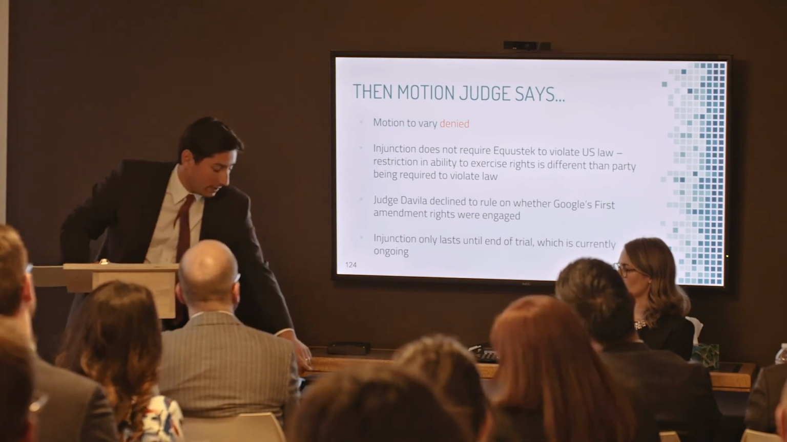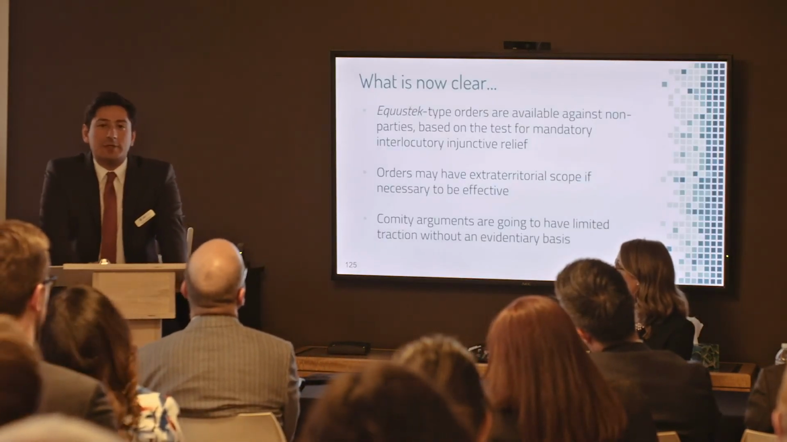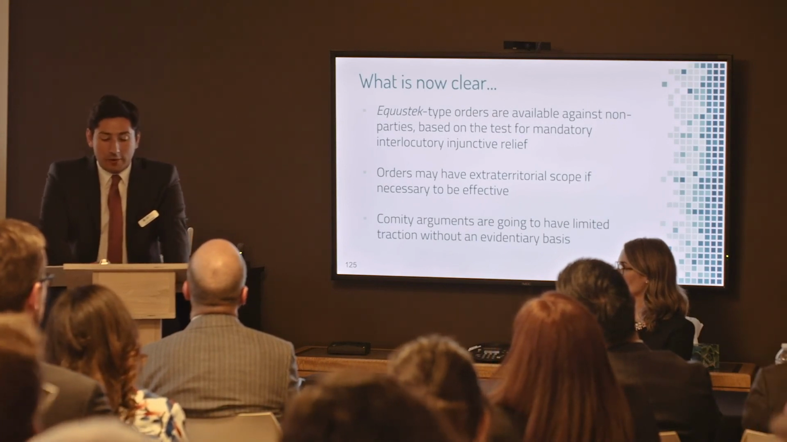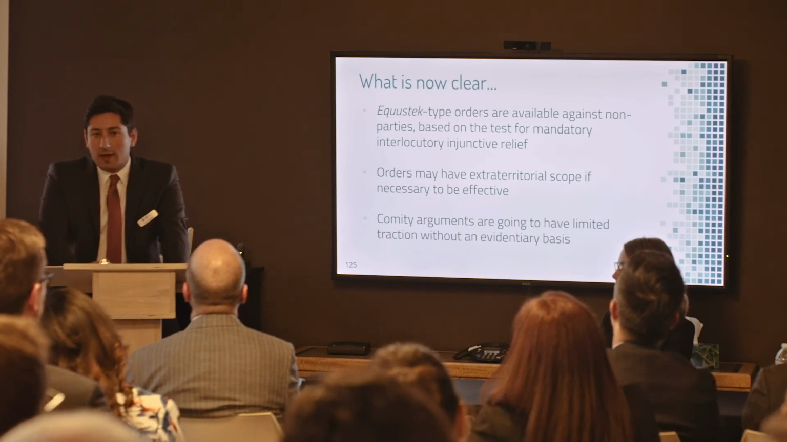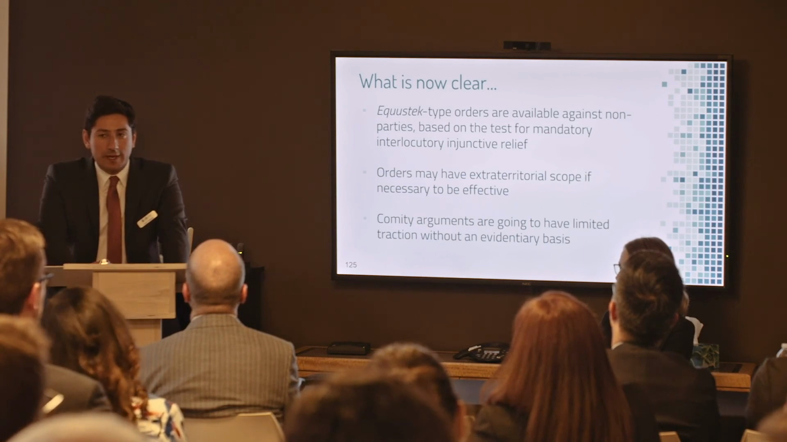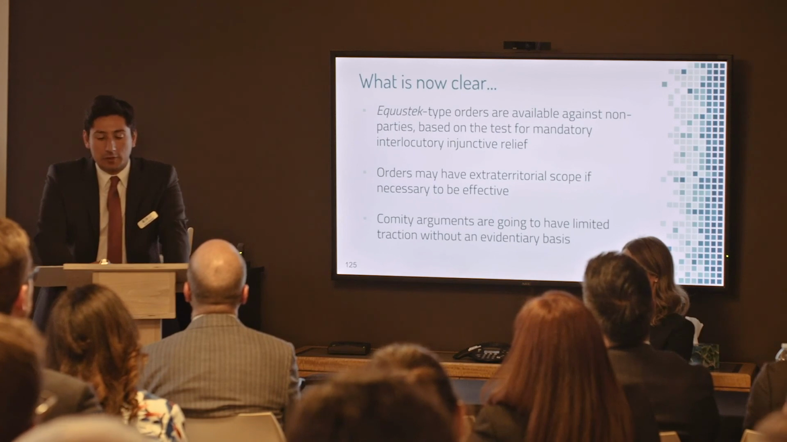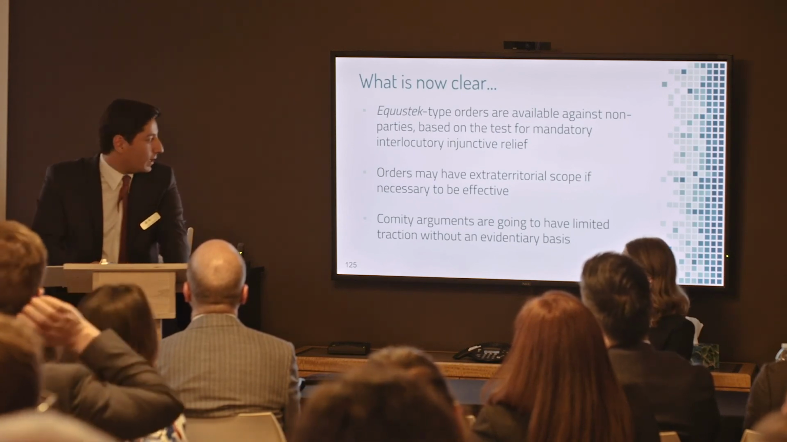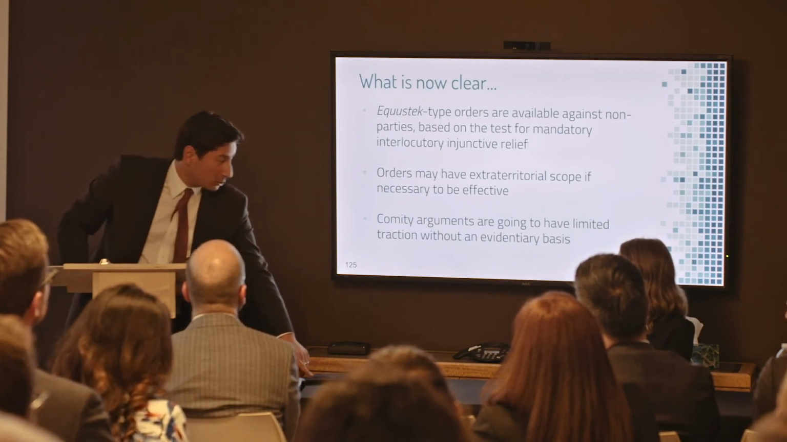Very quickly, what can we take from these cases? What's clear is that Equustek orders are available against non-parties. And when I say Equustek orders, I think it's safe to say that this goes beyond de-indexing. It can include blocking orders against ISPs, and I think it could also probably include orders that websites take down hyperlinks to sites that include unlawful content, that there could be extraterritorial orders, and that comity arguments are going to need an evidentiary basis.